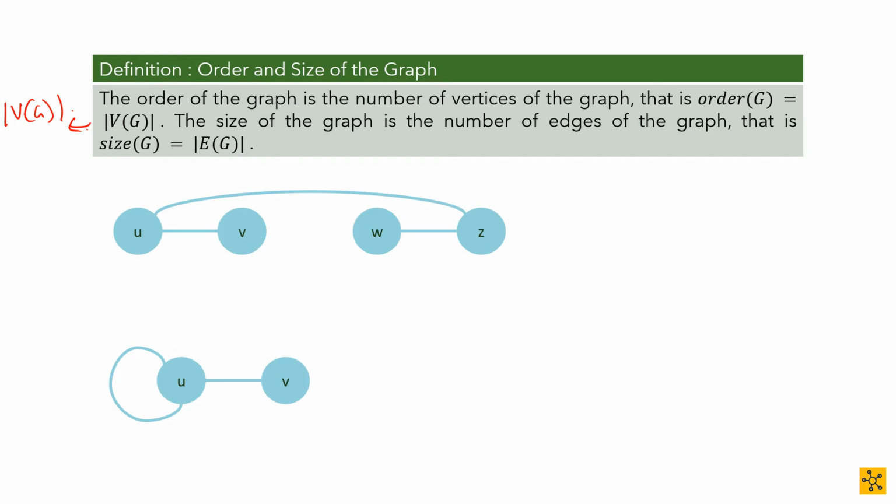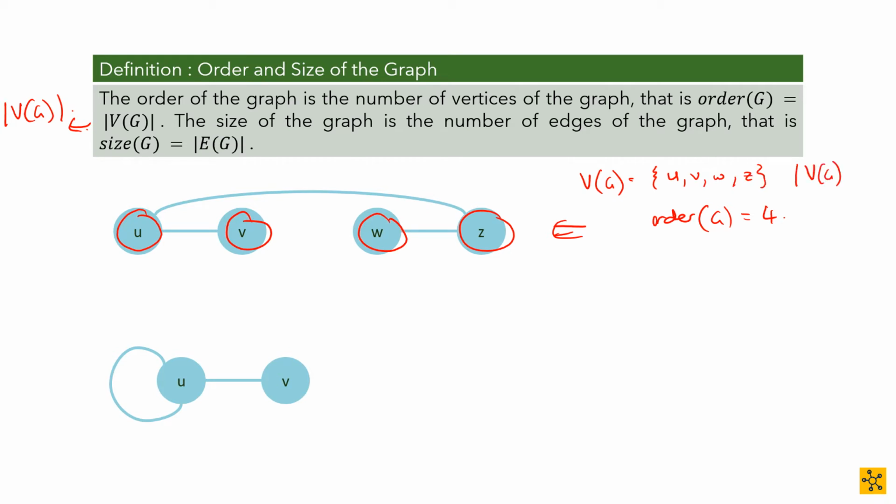So if we go to the example, the number of vertices for this graph over here, we have 1, 2, 3, 4. So the order of this graph is equal to 4. It's the number of vertices. So let's also do this: U, V, W, Z. And we can write this as the number of elements in the vertices set V is equal to 4.